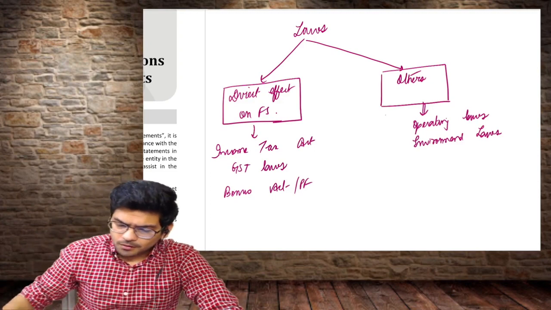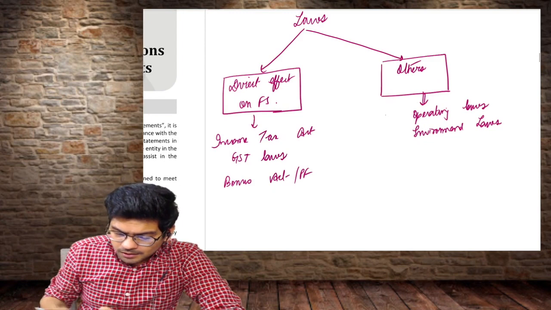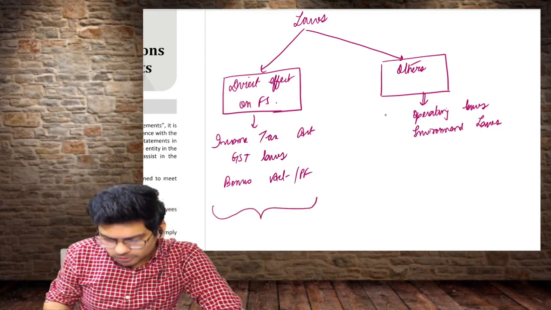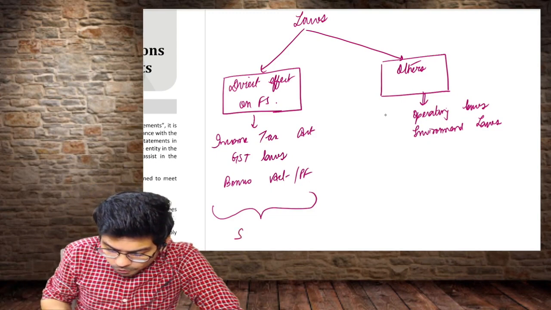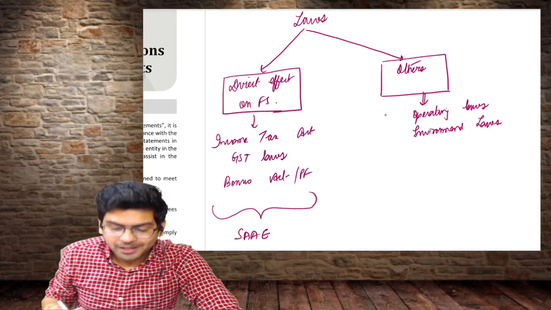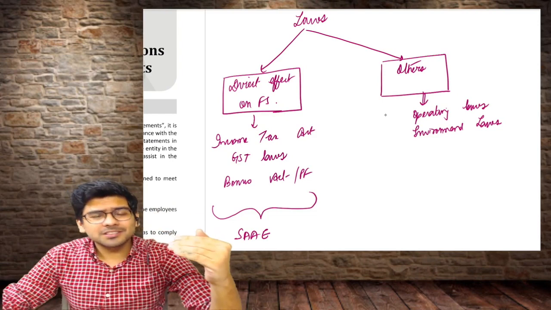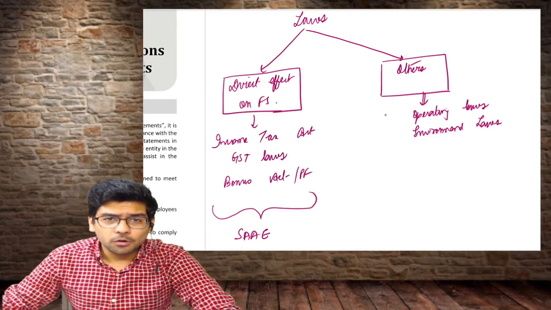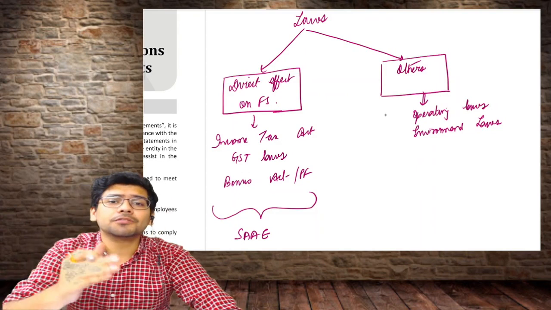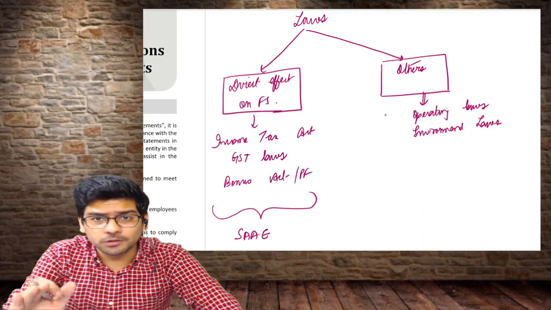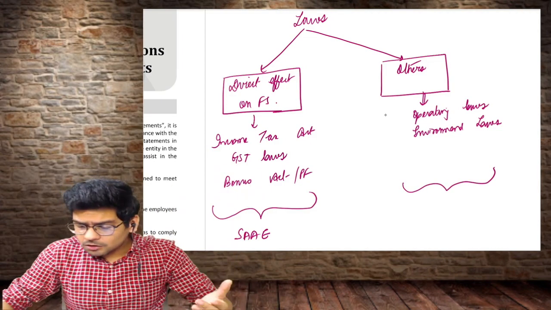Now why have I divided the laws into two parts? Please understand that for the laws which have a direct impact on the financial statements, the auditor is going to obtain sufficient and appropriate audit evidence, whether whatever figures they have written, let's say provisions they have made, is it correct or not? So the laws which directly affect the financial statements, the auditor is going to obtain sufficient and appropriate audit evidence for those laws.